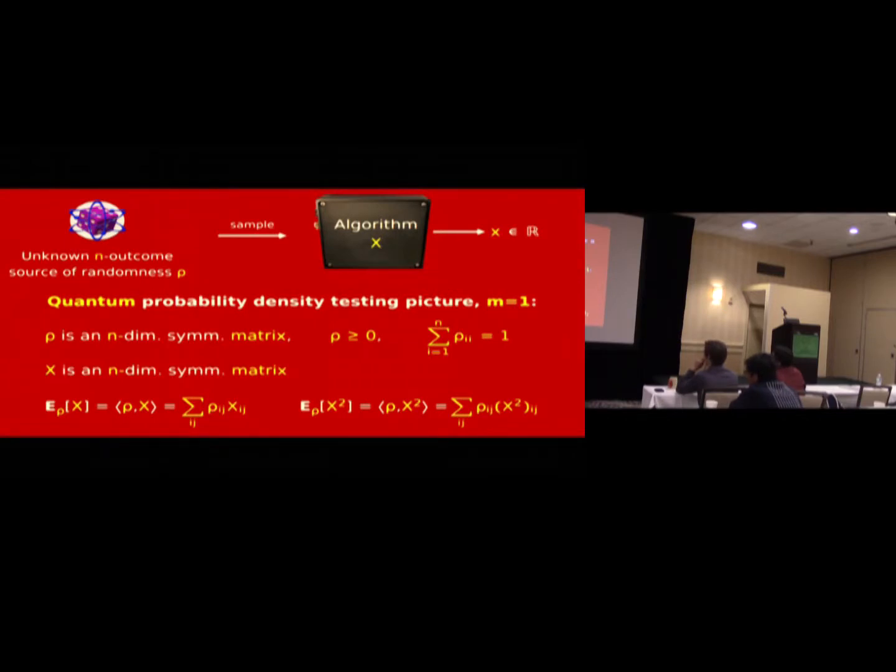Okay, so in principle, you now know everything you need to know in order to do quantum probability distribution testing. Can you say what the matrix X represents? I certainly can. Let me just add that one thing.